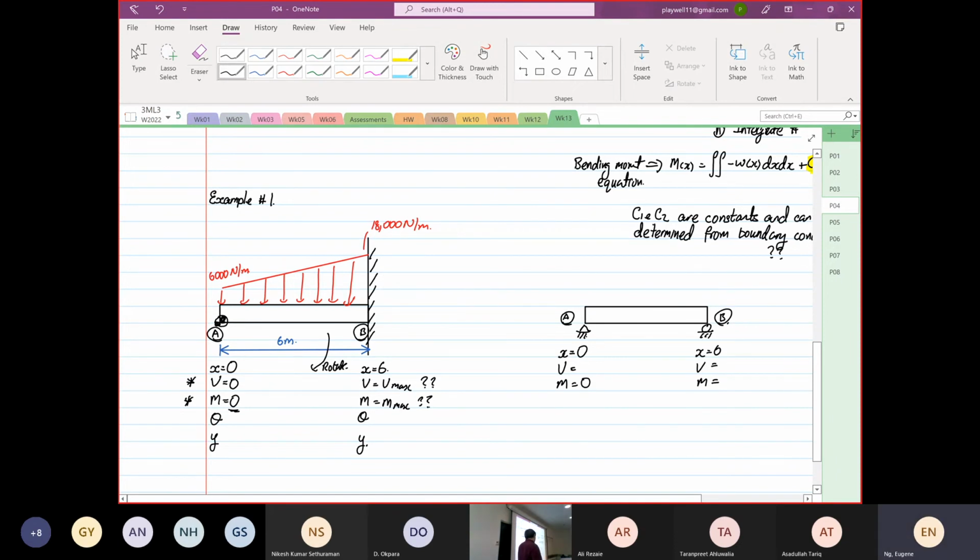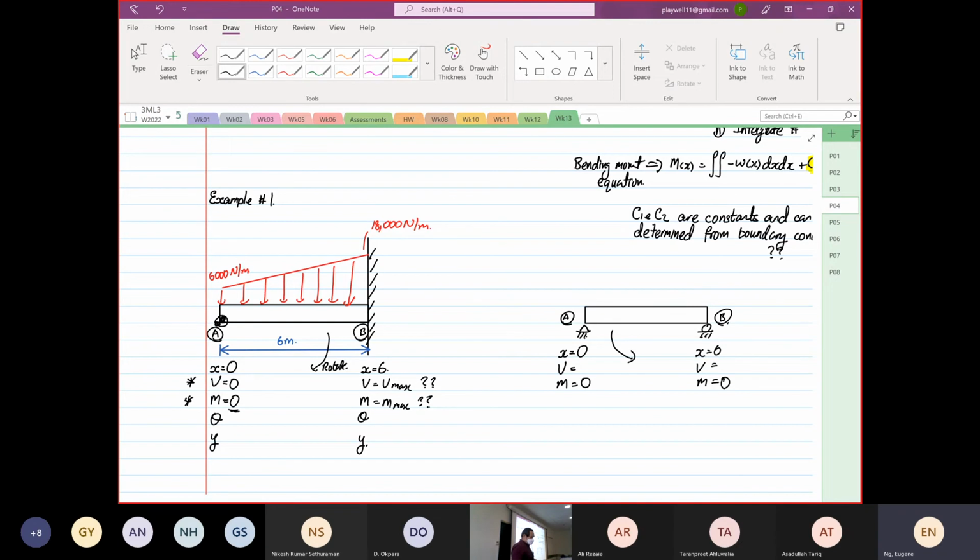Likewise, at point B, when x is equal to 6, is there a reaction at point B? Yeah, there's a reaction at point B. So V is not equal to 0. However, moment is equal to 0 because when you remove the support at A, the structure will rotate. Okay?